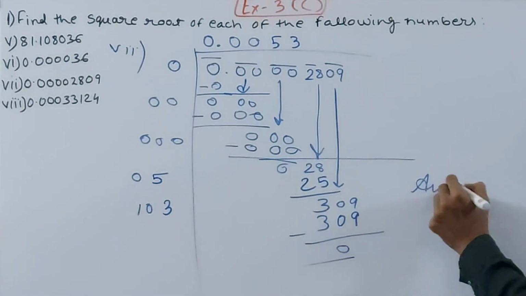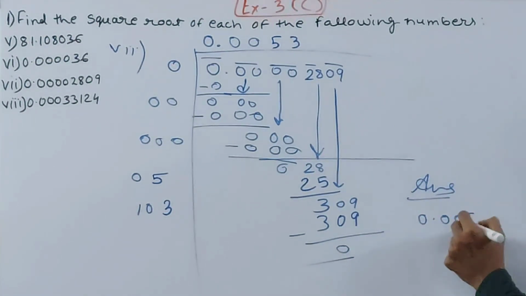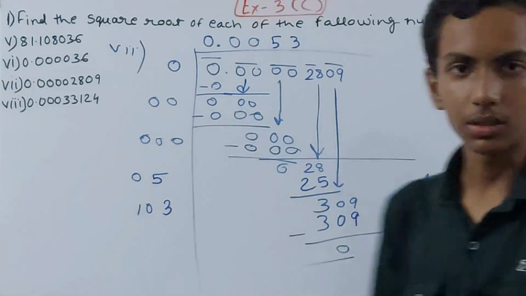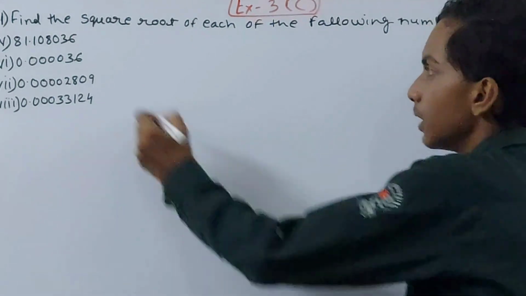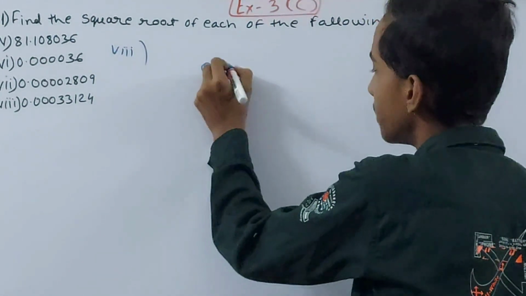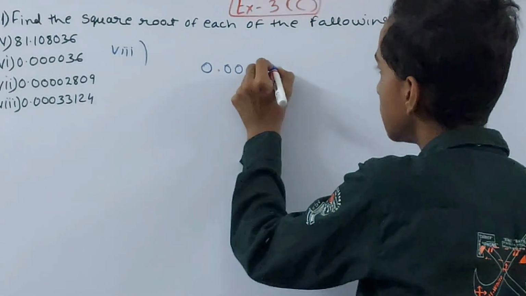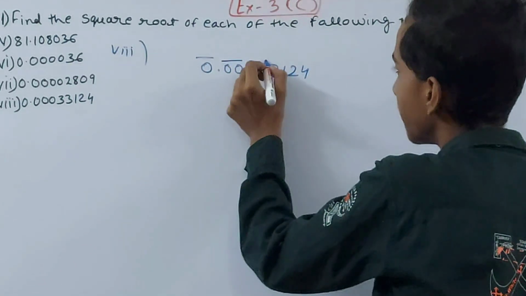What does the answer that we get become? 0.0053. That is our answer. Now let's move on to the next part. Let's see the 8th part of this question, which is 0.00033124. One pair here, one pair here, one pair here, this.